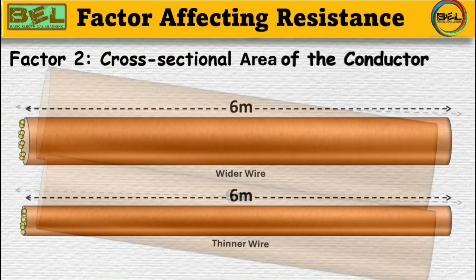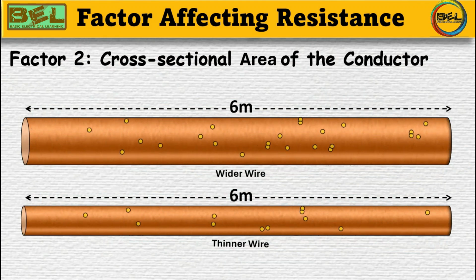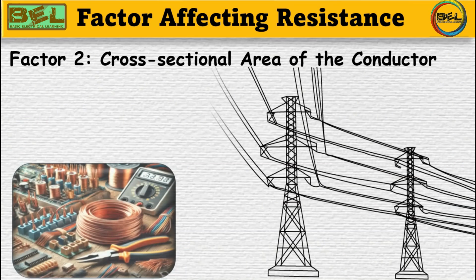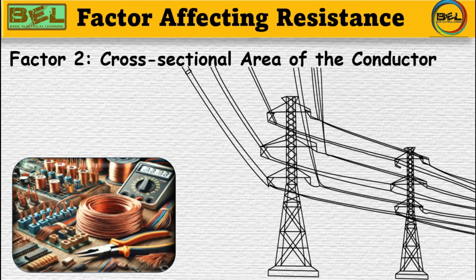Therefore, a wider wire or a conductor with a larger cross-sectional area has lower resistance, while a thinner wire has higher resistance. Example, a thick copper wire used in power cables will have lower resistance than a thin copper wire used in small electronic devices. Resistance R is inversely proportional to the cross-sectional area A.